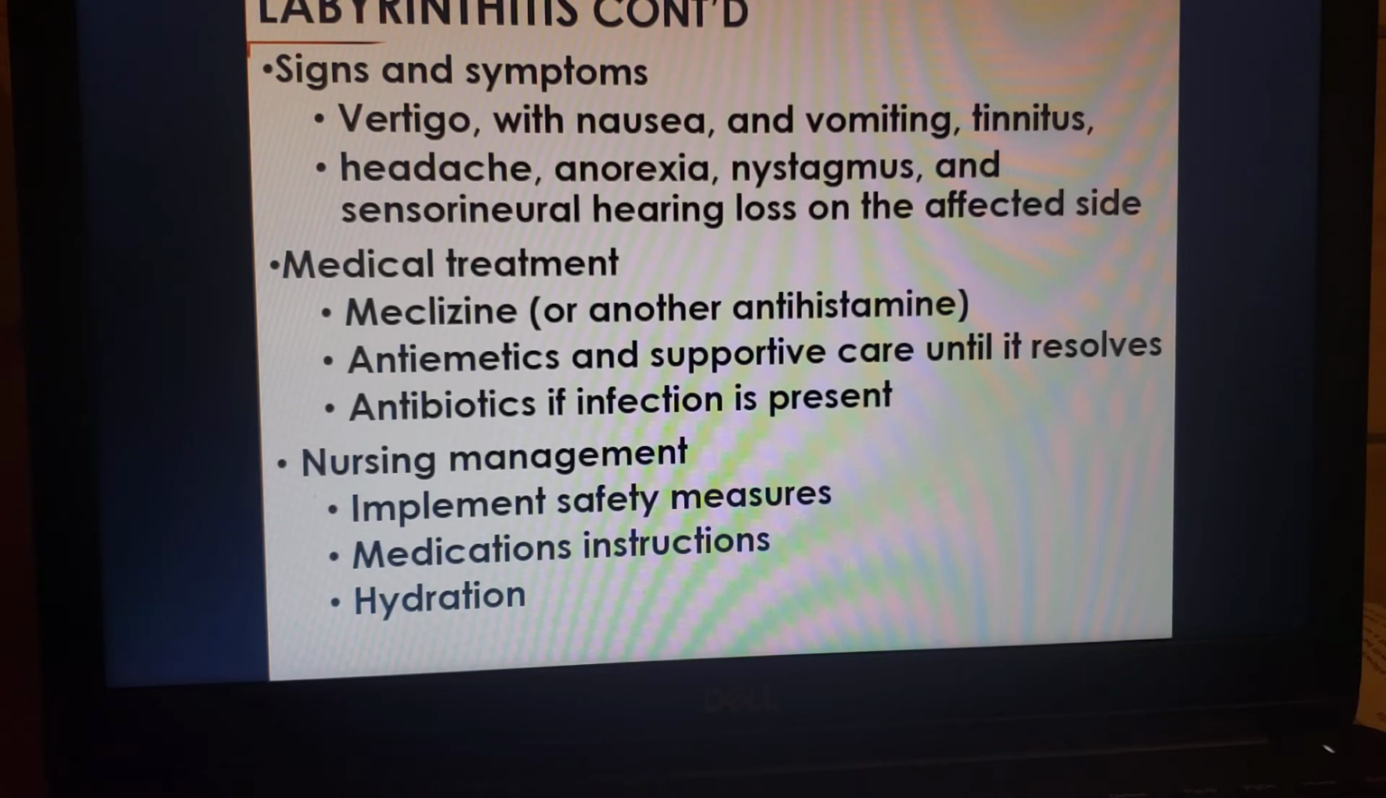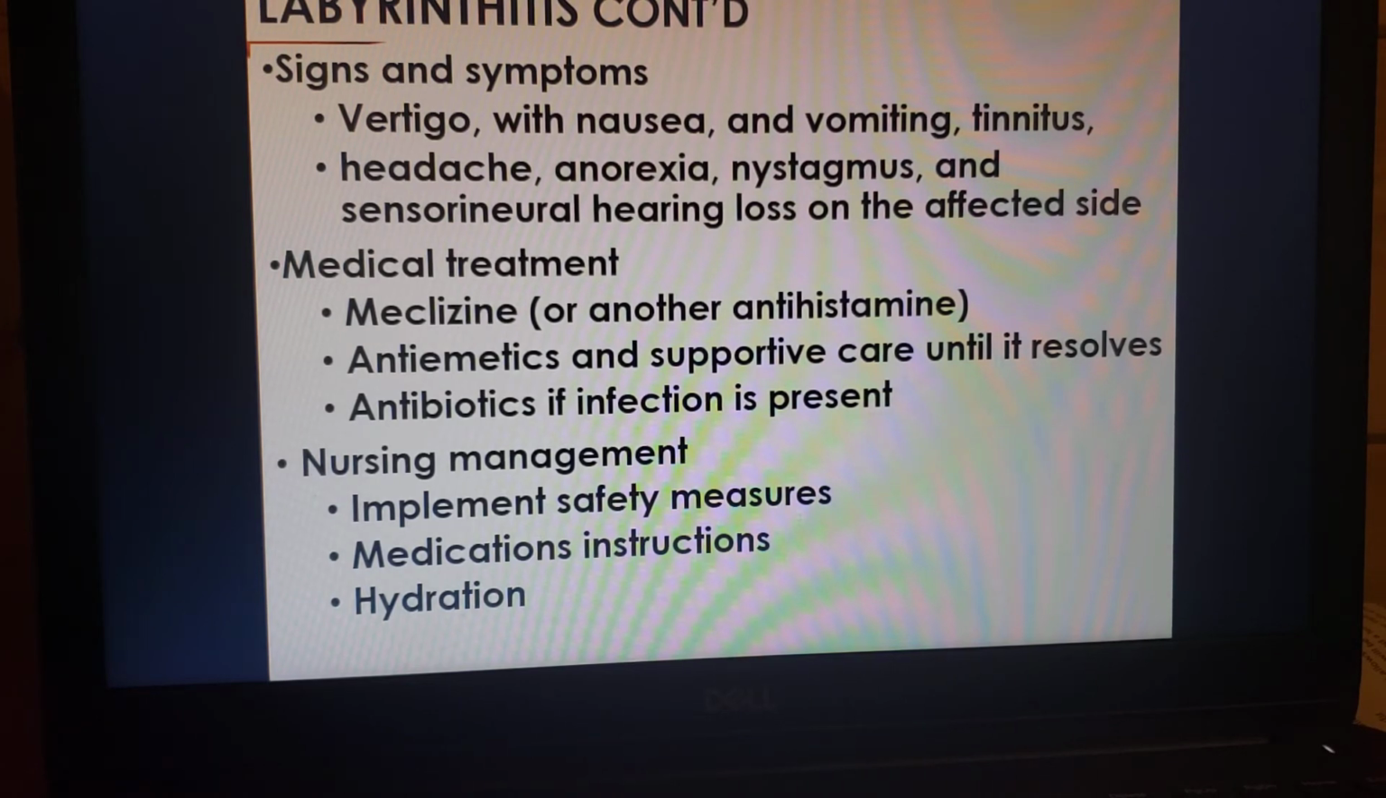Medical treatment is meclizine. Meclizine is typically the antihistamine of choice, especially in these inner ear issues that cause dizziness. It's very effective with treating dizziness. Antiemetics and supportive care until it resolves, and antibiotics if the patient has a fever.